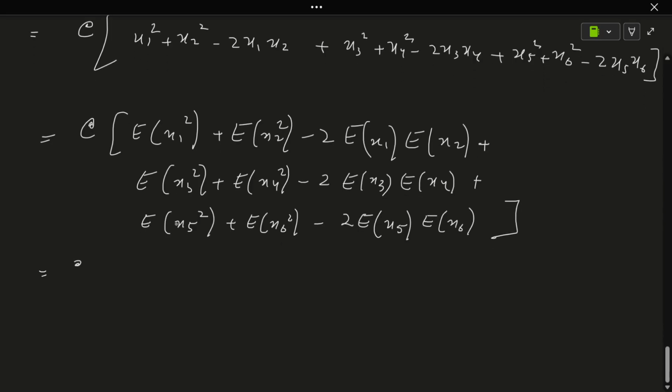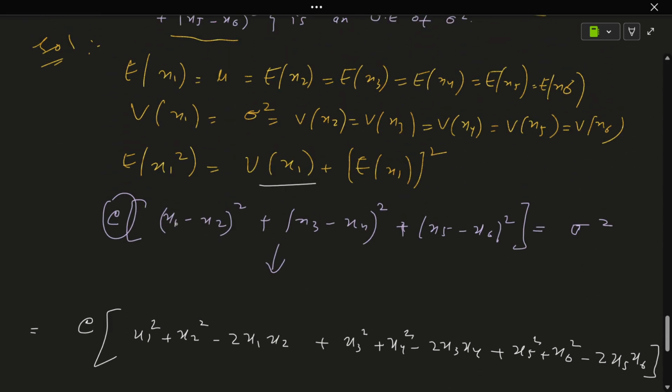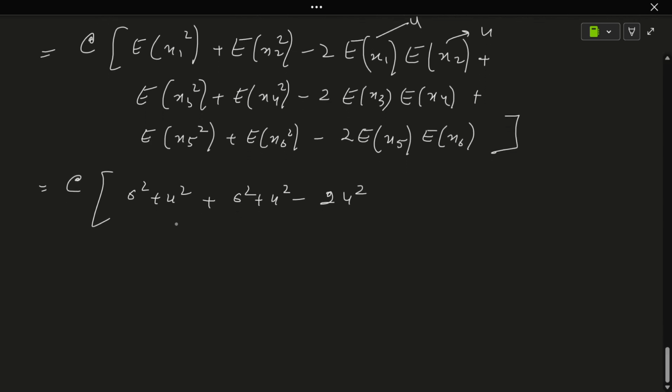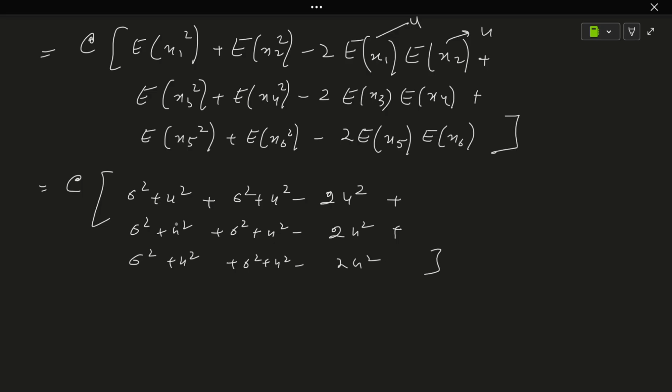Now see, this is equal to C. What is the value of xi square? That is variance of xi plus mu square, that is sigma square plus mu square plus sigma square plus mu square minus 2 mu square, as expected value of x is mu and this is also mu, so mu into mu is mu square, plus sigma square plus mu square plus sigma square plus mu square minus 2 mu square plus sigma square plus mu square plus sigma square plus mu square minus 2 mu square.